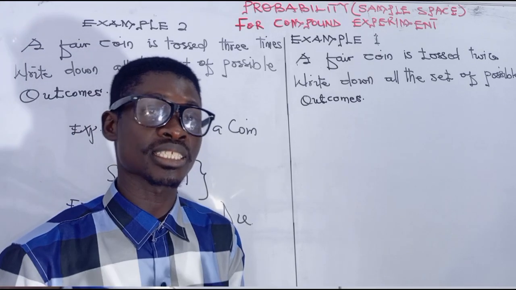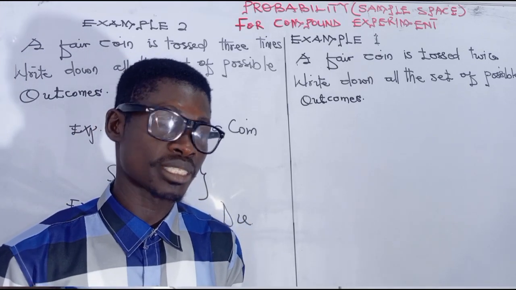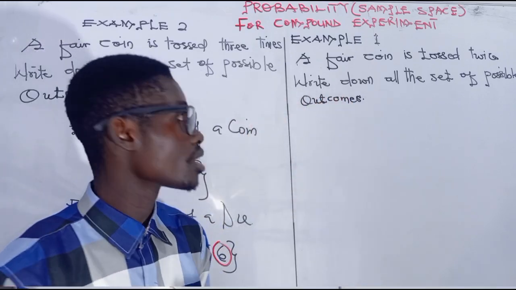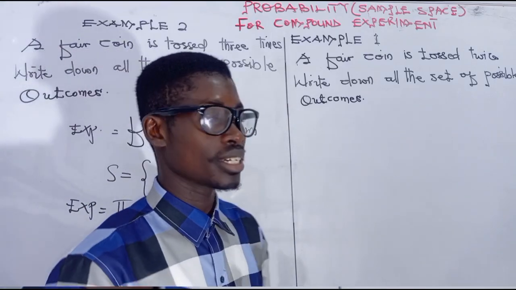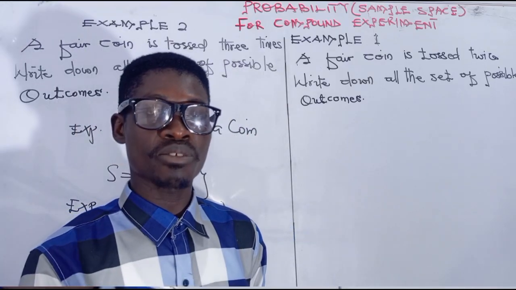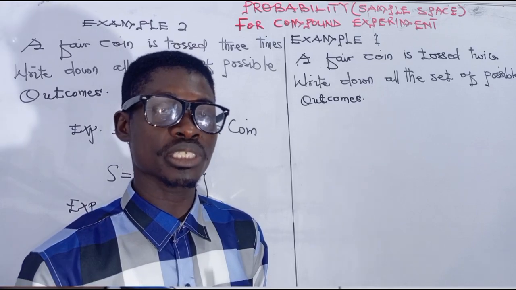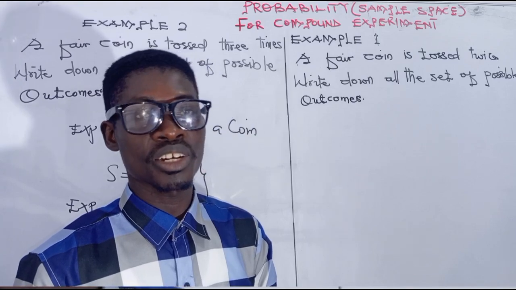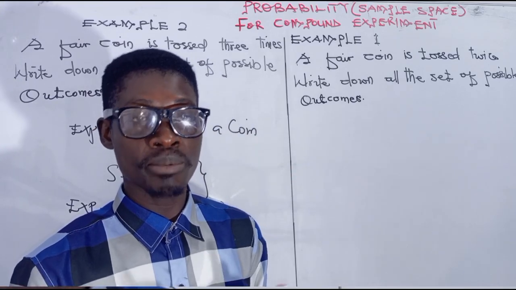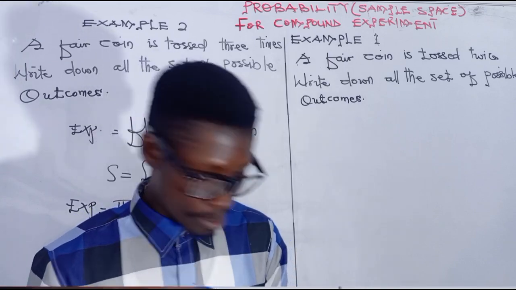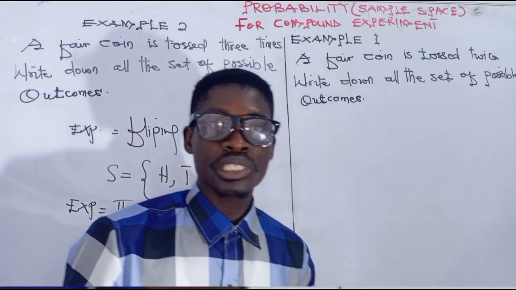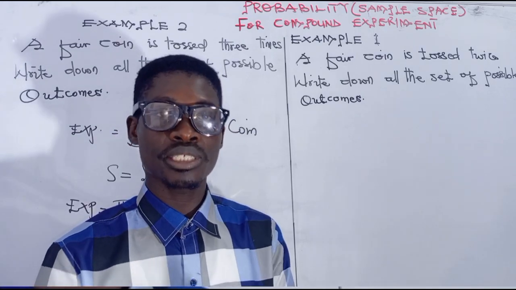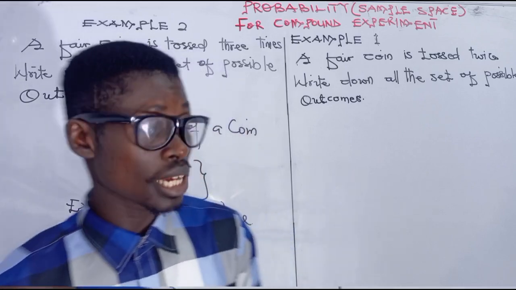How do we list the sample space for a compound experiment? In doing that, we are going to look at these two examples on the board. Let's start with this: a fair coin is tossed twice. So we are going to have the first toss and then the second toss. How do we list the sample space for tossing this coin 2 times? Remember that tossing a coin 2 times is the same as tossing 2 coins at the same time. Kindly take note of it.